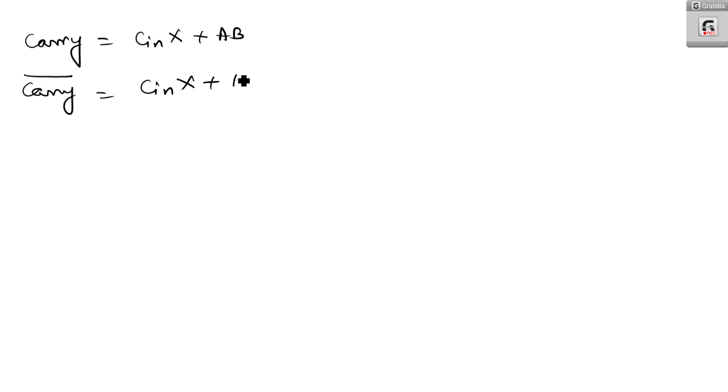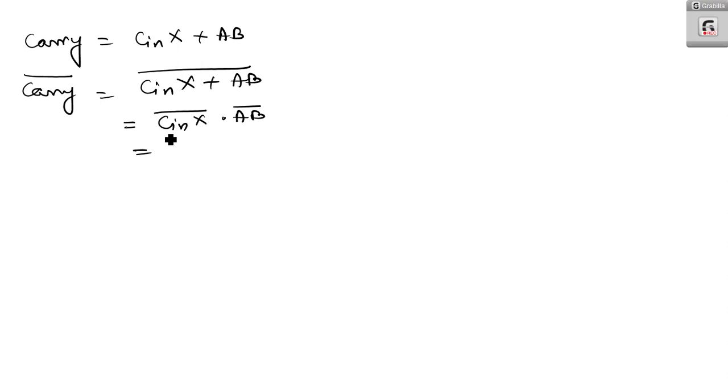Coming into the carry part. What is carry? That is Cin XOR AB. That is carry. So what is carry? Carry bar, you can write it as Cin XOR AB bar. Okay, so you can write it as Cin H bar dot AB bar.